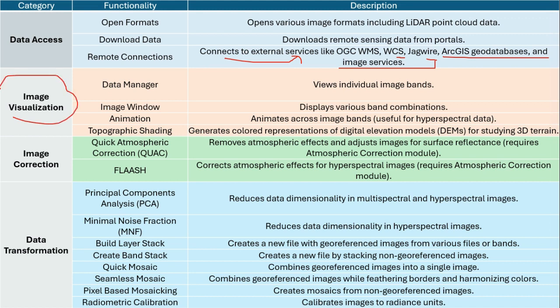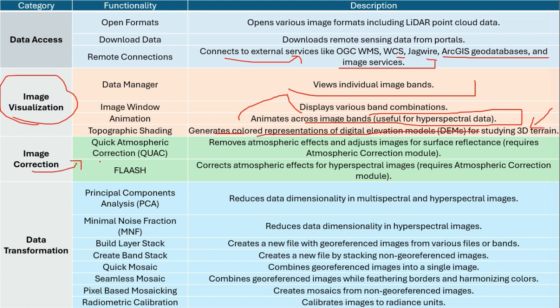And regarding image visualization, we can view individual image bands. We can display various band combinations. So we can animate across image bands, that is useful for hyperspectral data. And we can generate colored representations of them for studying 3D terrain. Image correction we can apply like Quick Atmospheric Correction and FLAASH within the ENVI software. So under the QUAC we remove atmospheric effect and adjust images for surface reflectance, and under the FLAASH we correct atmospheric effect for hyperspectral images.